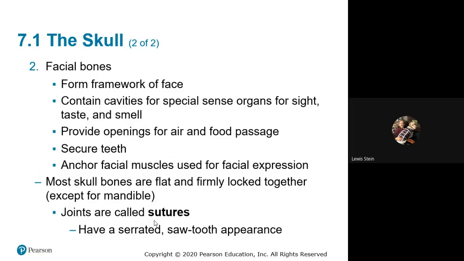Because it looks like an upside down Y, it resembles the formal Greek letter lambda, so it is called the lambdoidal suture. And there is one more suture that sort of overlaps here, called the squamous suture. It aligns here with what we call the temporal bone. We'll take a look at all of those in a second as well.